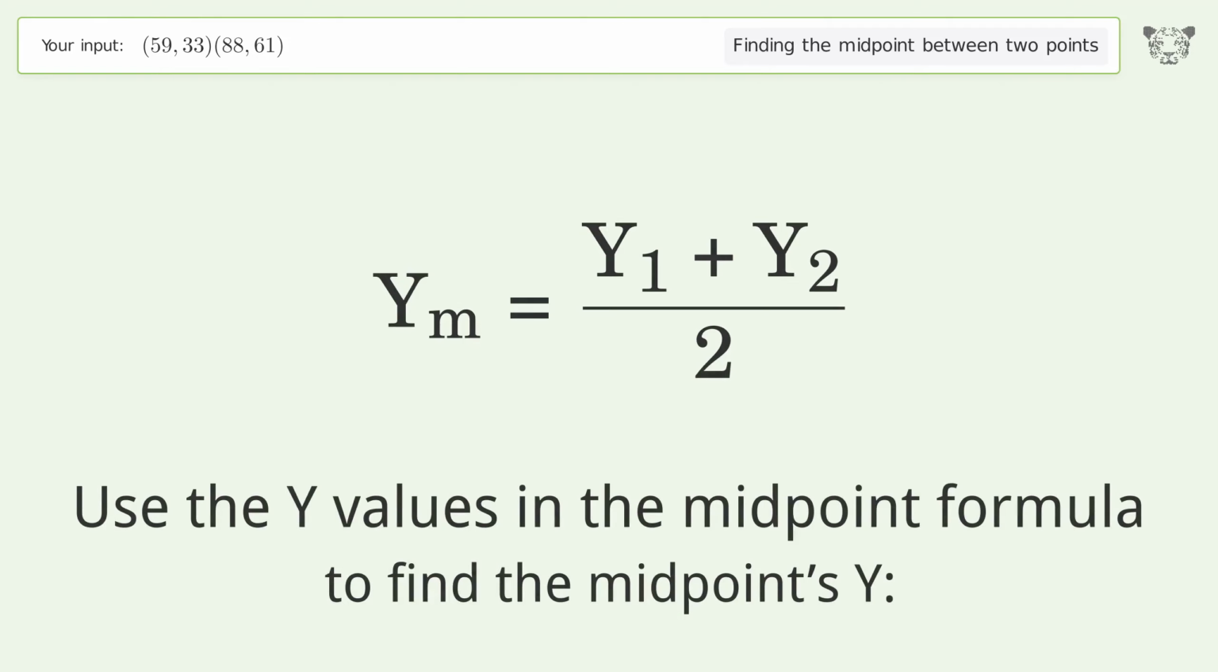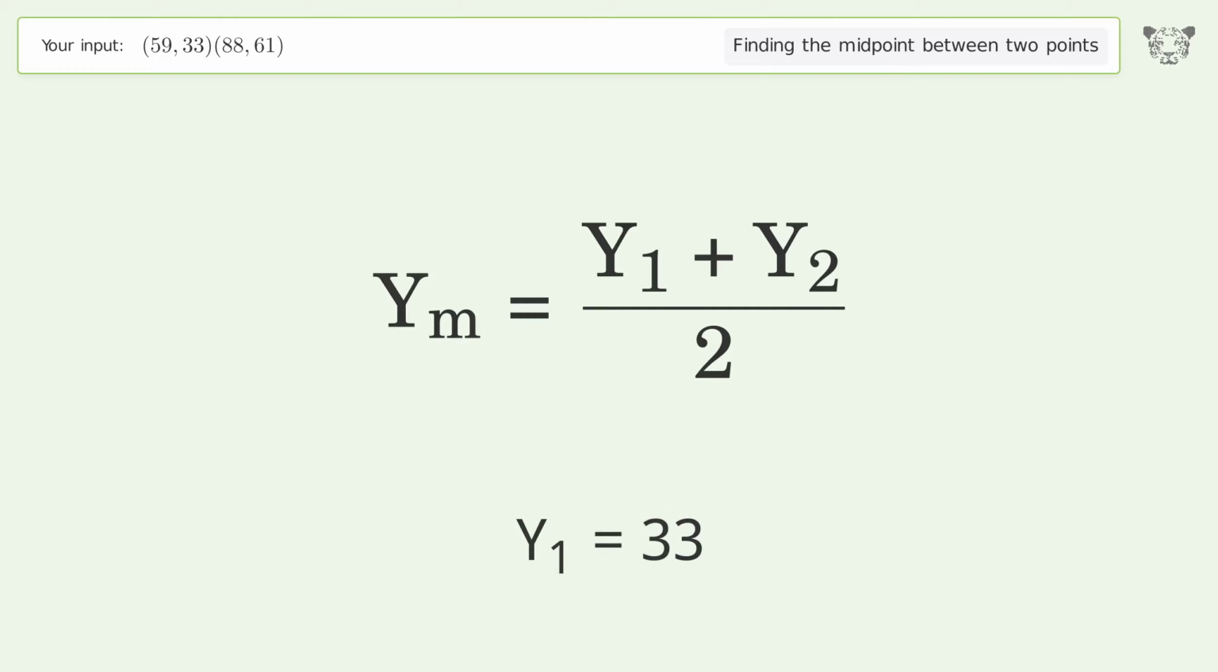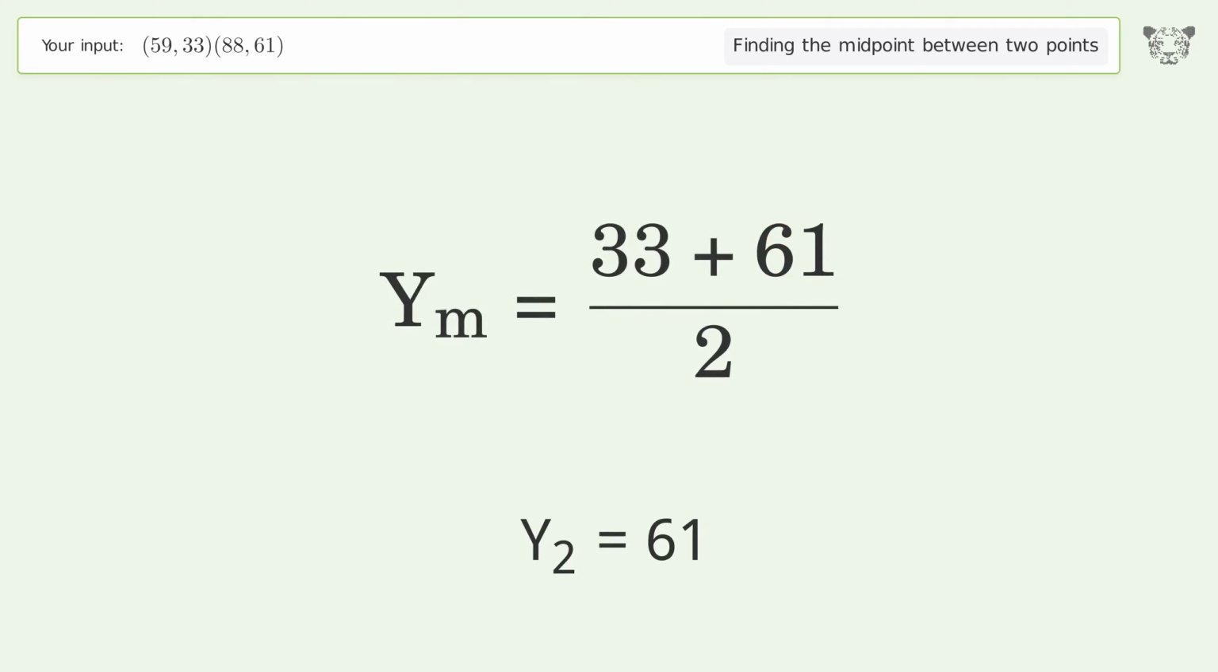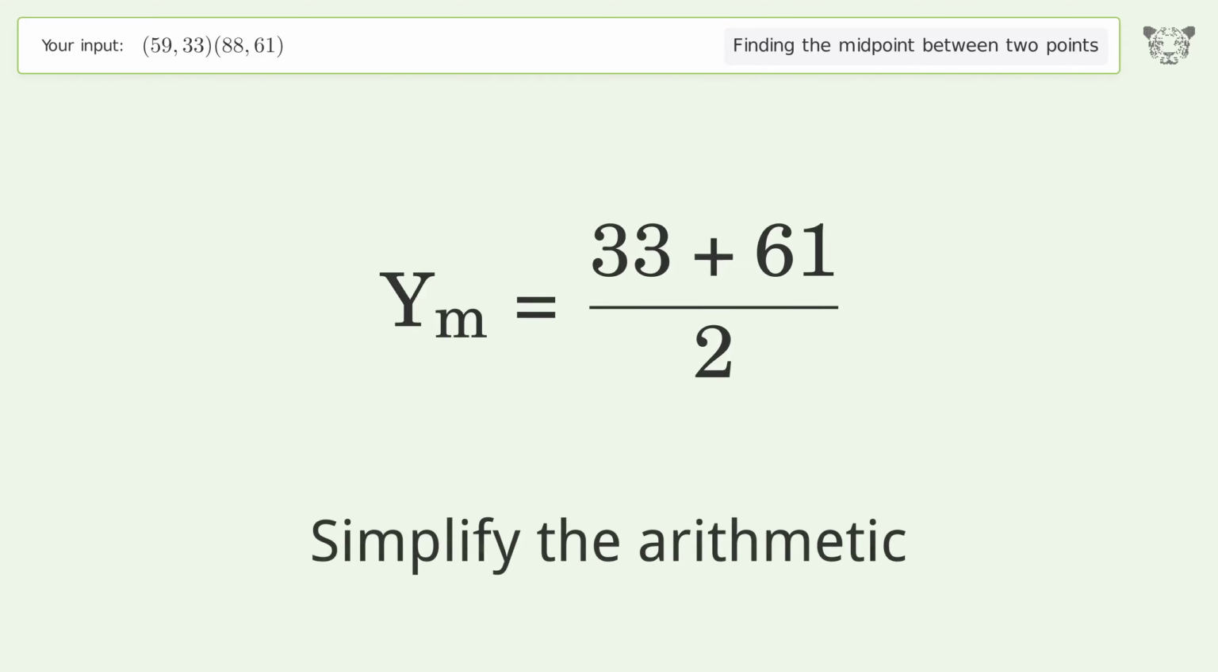Use the y values in the midpoint formula to find the midpoint's y. y1 equals 33. y2 equals 61. Simplify the arithmetic.